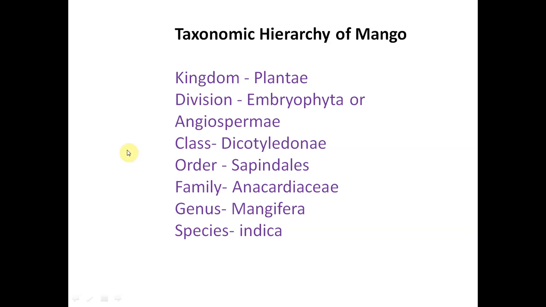So here the Angiospermae, all the seed plants, are again divided into gymnosperms and angiosperms. So this division is Angiospermae, class Dicotyledonae, order Sapindales, family Anacardiaceae, and this is the name of the plant. It is divided into the generic name, that is Mangifera, and the specific name.